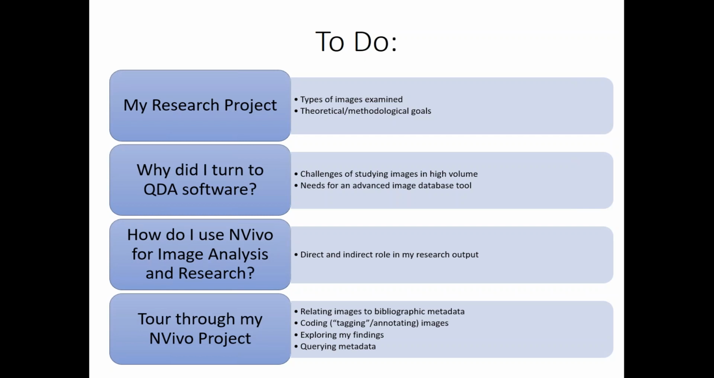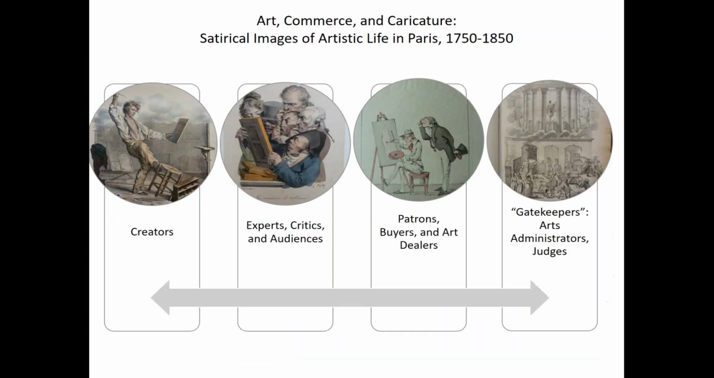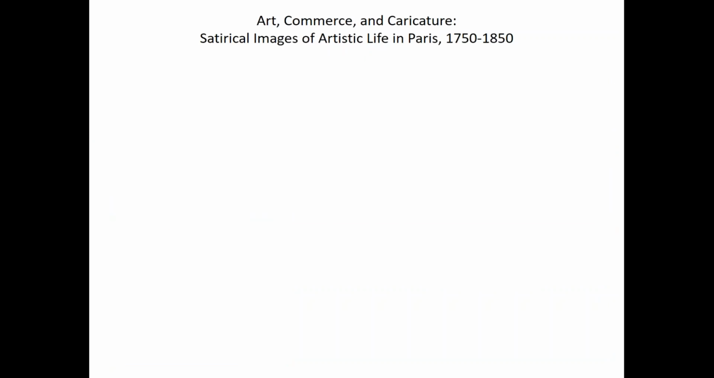How do I relate my images to bibliographic information? How do I code or annotate or tag these images? What are some strategies for exploring my findings in NVivo? And then the most useful part of my NVivo project for me is how I query my metadata to produce these sophisticated and narrow responses to questions that I translate into language that NVivo can understand. So let's start with introducing my research project.